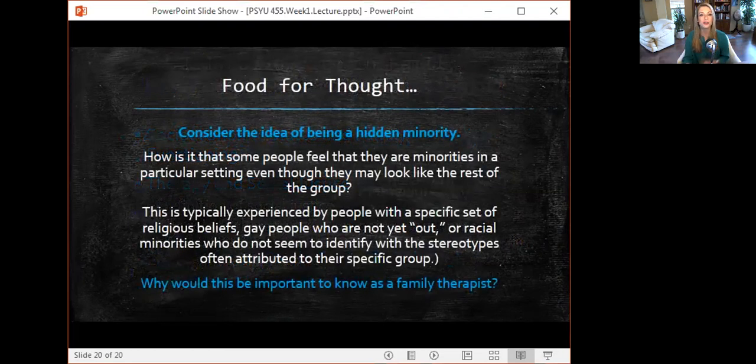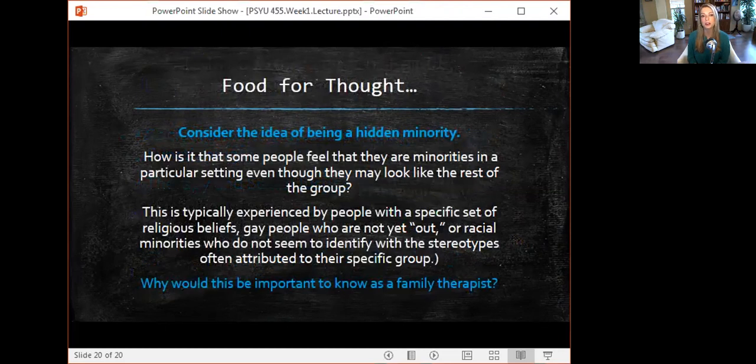The final element for food for thought I wanted to leave you guys with is this thought exercise. Considering the idea of being a hidden minority, whether or not you have experience with this. How is it that some people feel that they are minorities in a particular setting, even though they may look like the rest of the group?